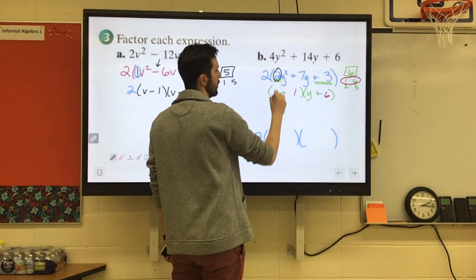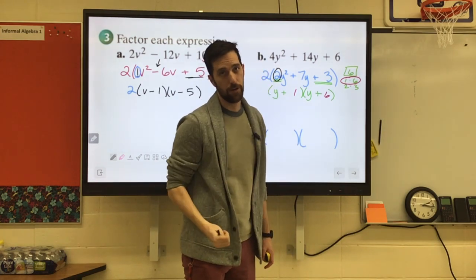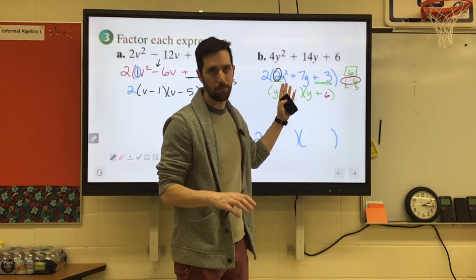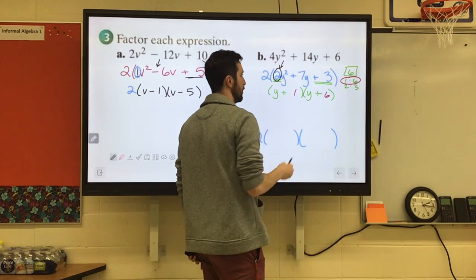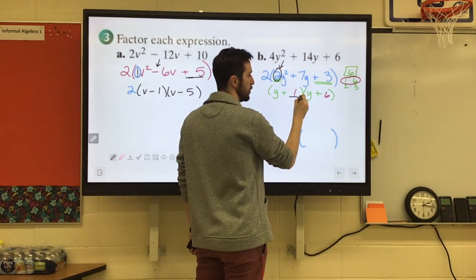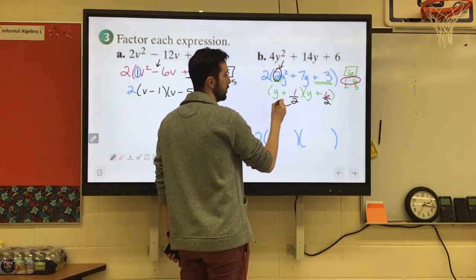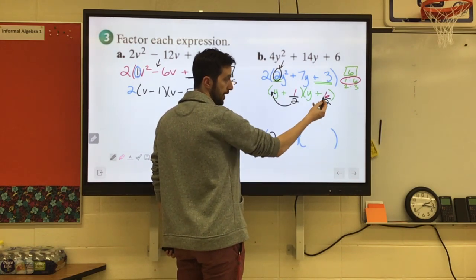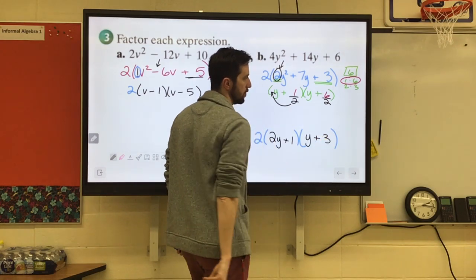Now, when I say the number in front, I mean the number in front of x squared, or in this case, y squared. And yeah, the number on the outside happens to be a 2, but that's not the 2 we're dividing by. We're dividing by the number right in front of the x squared. And again, in this case, it's y squared. So we're going to try to divide them both by 2. You can't do 1 divided by 2, so we just bring the 2 to the front. 2y plus 1. I can do 6 divided by 2. That's just 3. Y plus 3.